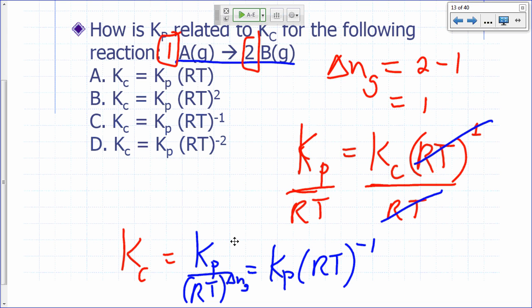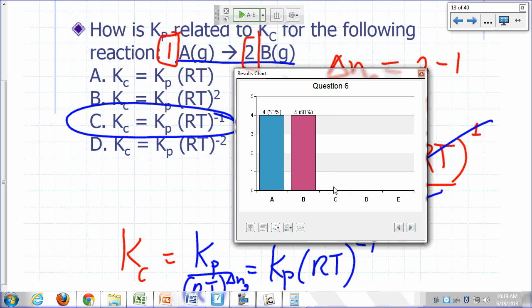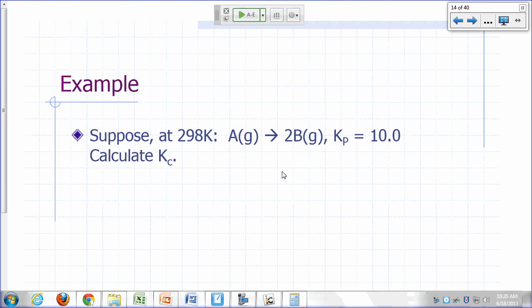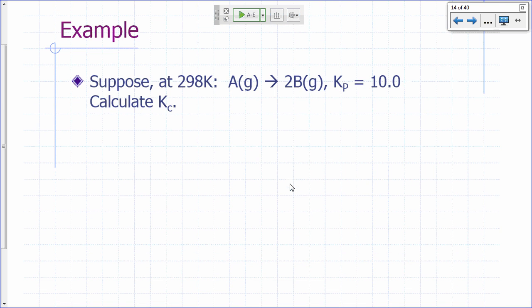So which one's the correct answer? No. Correct answer is C. I guess more, not just half fell for the trick. It's the whole class. How about, let's try this one.